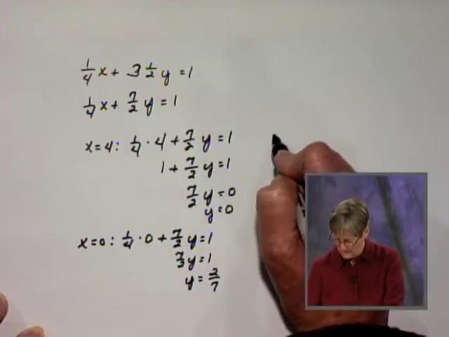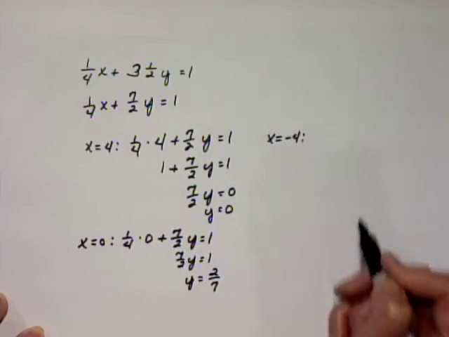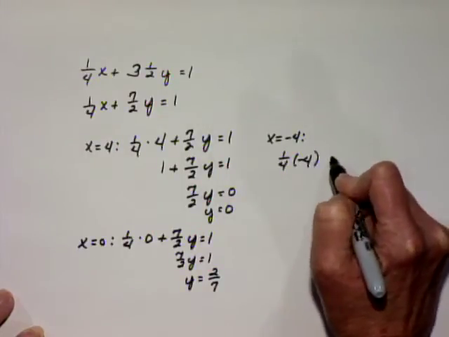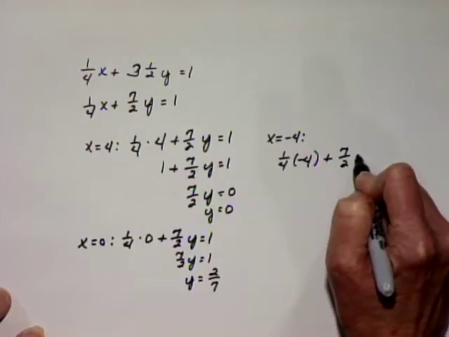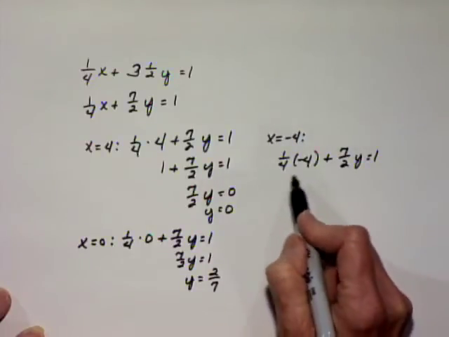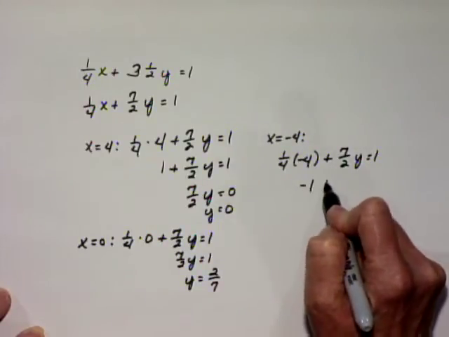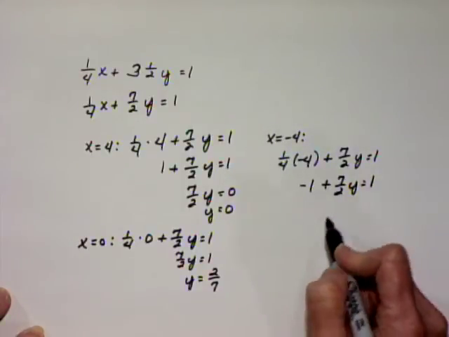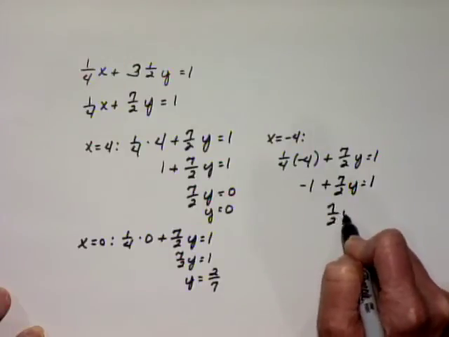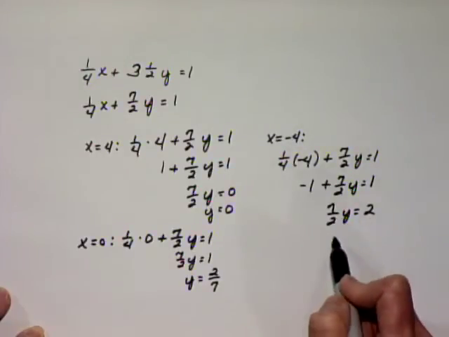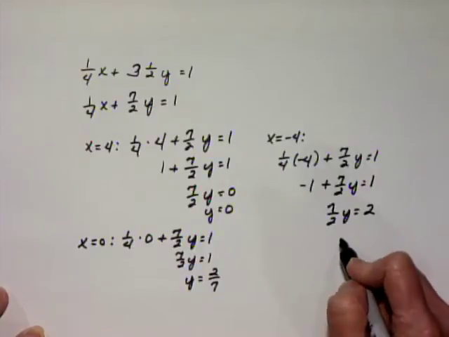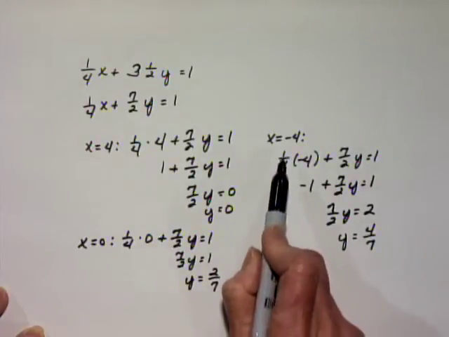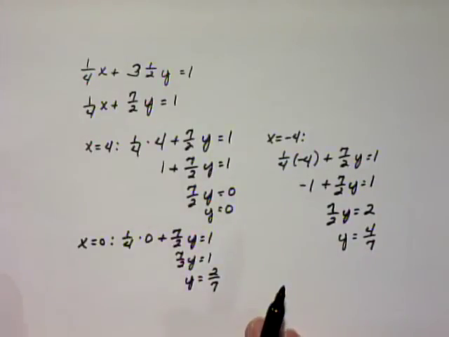Let's let x be -4. If x is -4, I have 1/4 times -4 plus 7/2 y equals 1. 1/4 times -4 is -1. If I add 1 on both sides, I have 7/2 y equals 2. And now if I multiply both sides by 2/7, I get y is equal to 4/7. So I have a point -4, 4/7.